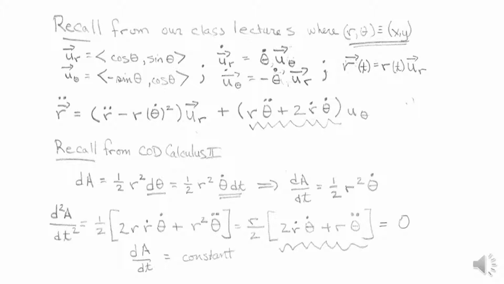Now if we take this expression that we've just spoken about and take the derivative yet again with respect to time, we'll use the product rule for derivatives, and we can factor an r out of this expression, and we have the same expression in the squiggly underline that was equal to 0. Since the second derivative of A with respect to time is equal to 0, that means that the first derivative must be a constant. This is the area that is swept out per unit time, so that is a constant.